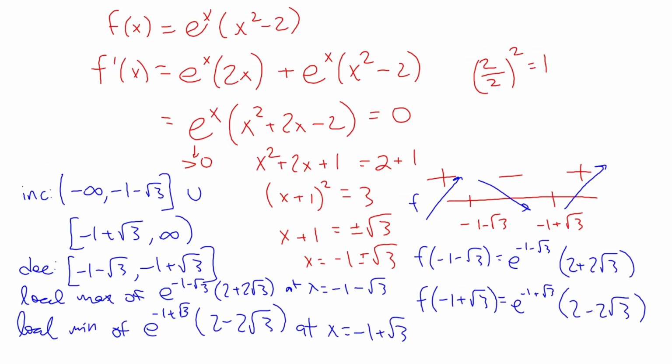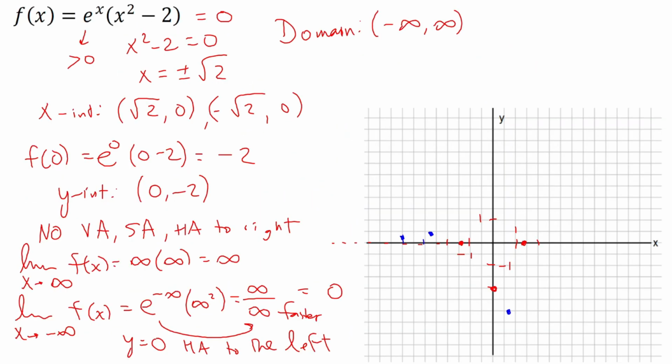But we are increasing until we get to -1 minus root 3. Then we decrease to -1 plus root 3. So we're going to start out as concave up, approaching that asymptote. We switch to concave down. We continue being concave down until this point of inflection at 0, -2.